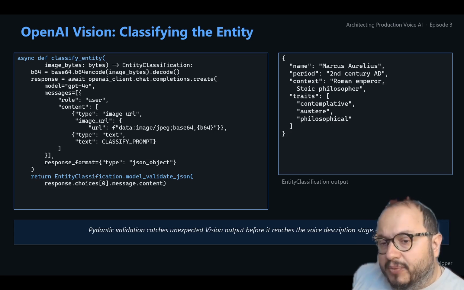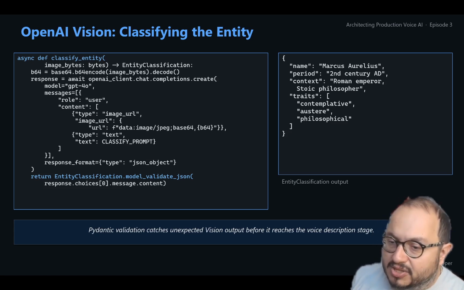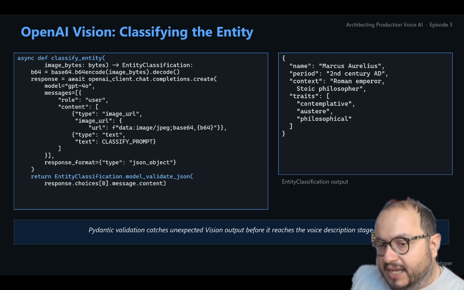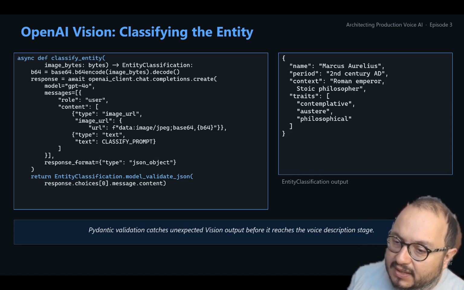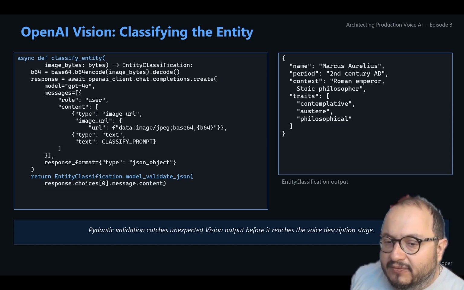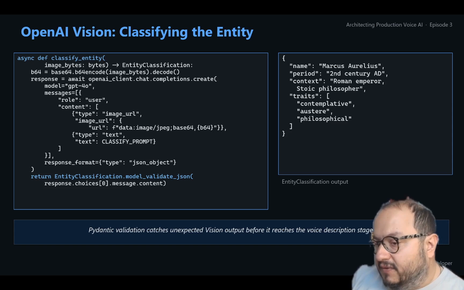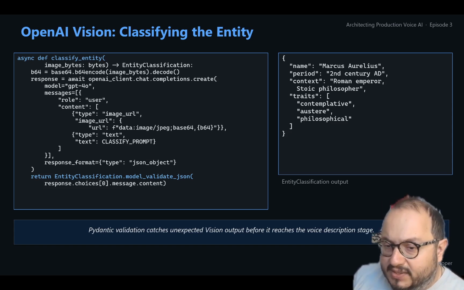Why ask for personality traits? Because voice description quality depends on them. Formal and measured produce a different voice than theatrical and passionate. The vision model can infer personality from posture, expression, context, and historical record. We use those inferences as inputs to the voice description.